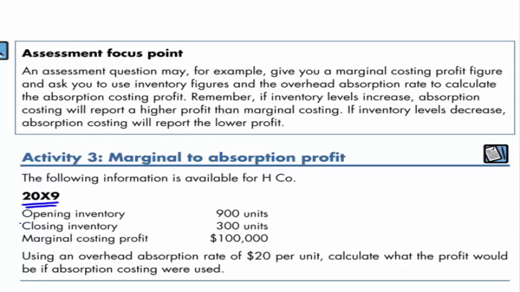is 100,000. So they've then told us that the overhead absorption rate, so they've given us that information, is $20. So what we've got to do is put all of that information together into the reconciliation statement, remembering that we're going to start with absorption costing and working down to marginal costing. So I would suggest that you have a go at that reconciliation, pause the recording while you're doing that, and then watch obviously the debrief to ensure that we're confident with this approach.